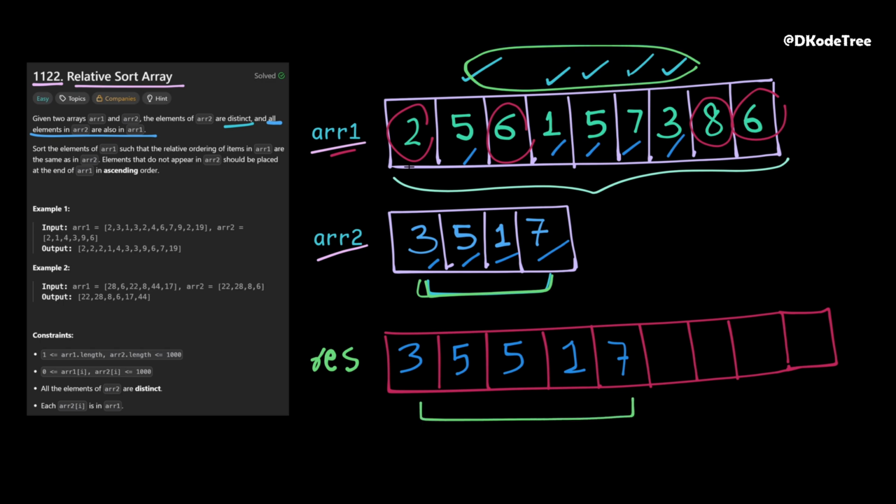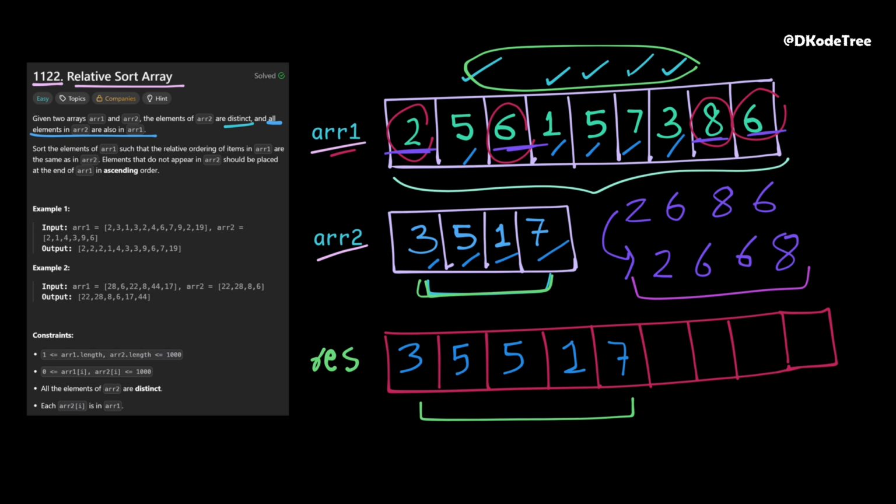So after doing this, we'll take the leftover elements which are 2, 6, 8 and 6 and then sort them in ascending order. So these will become 2, 6, 6 and 8 and we'll place them at the end of our result. So 2, 6, 6 and 8 will go here. So this is the result array we want to derive.